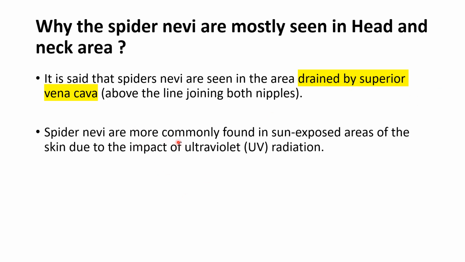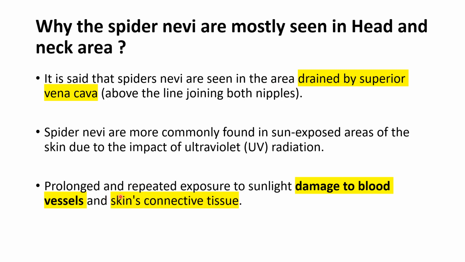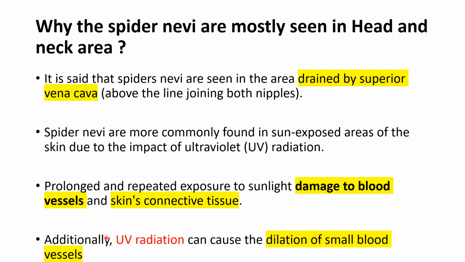They are most commonly found in the sun exposed areas of the skin due to the impact of ultraviolet radiation. Prolonged and repeated exposure to UV radiation or sunlight will lead to damage to blood vessels and also the skin's connective tissue. Sometimes UV radiation can also cause dilation of blood vessels, not just damage. Sometimes the blood vessel itself simply can dilate, dilation of small blood vessels.